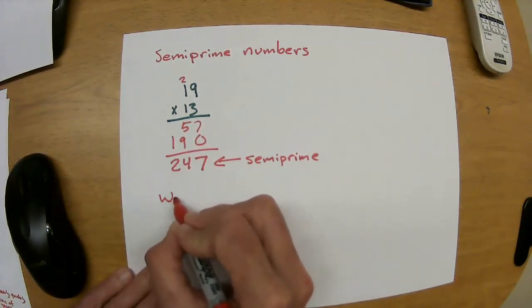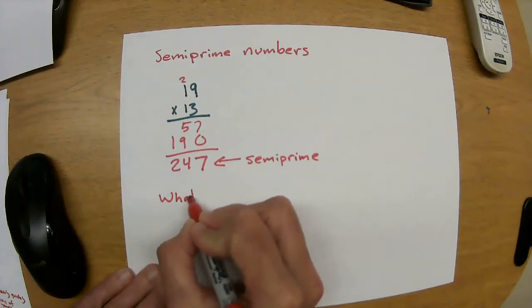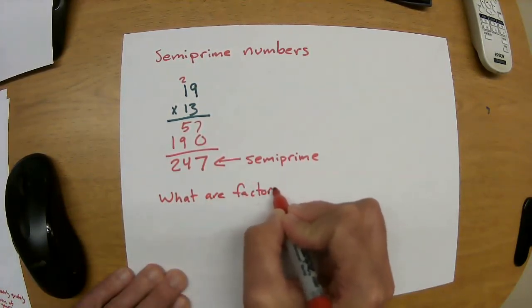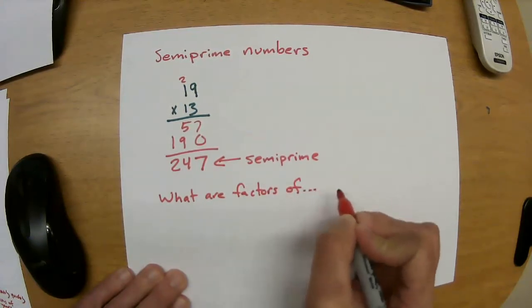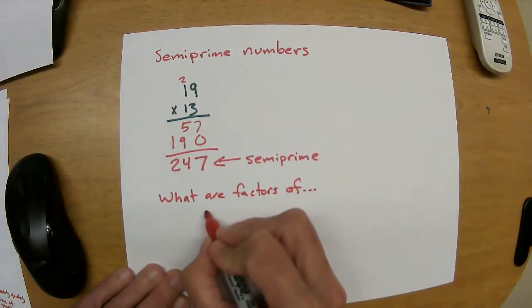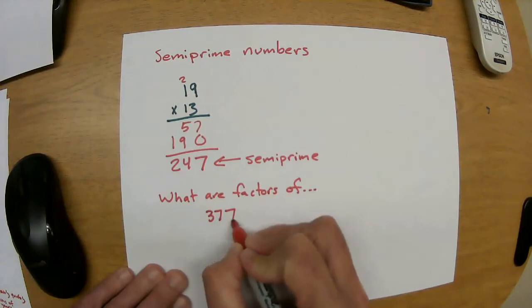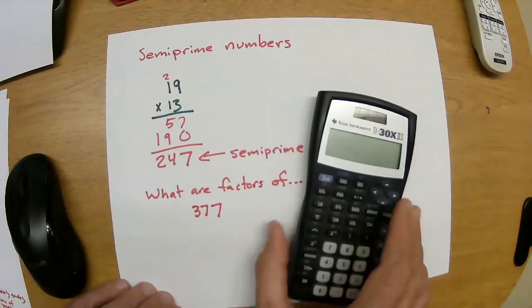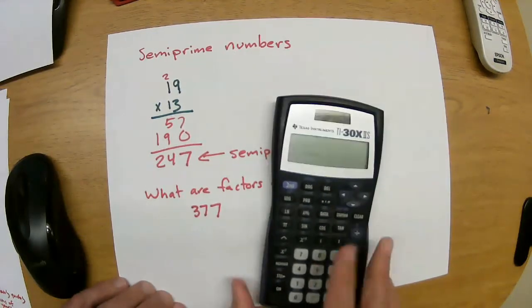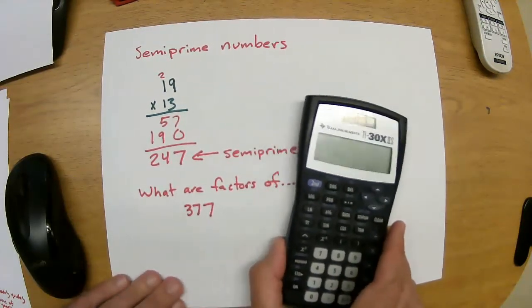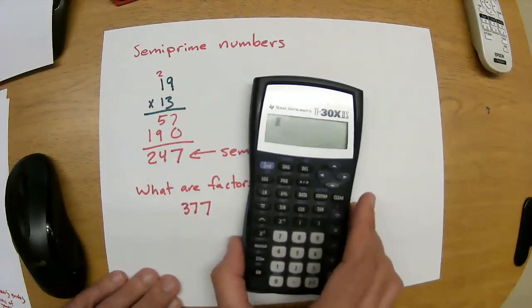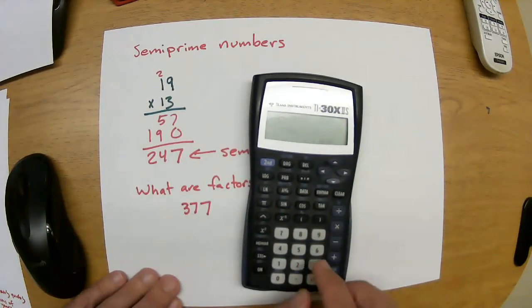But let's ask the question the other direction. Okay, so what are the factors of 377? And so 377 is a semi-prime number, and let's say I wanted to know the factors of it. We're kind of in a bad situation here. It's like we really don't know. It really comes down to kind of a guess and check process.